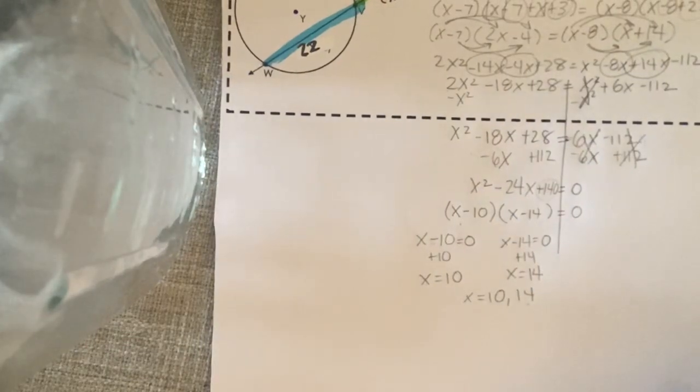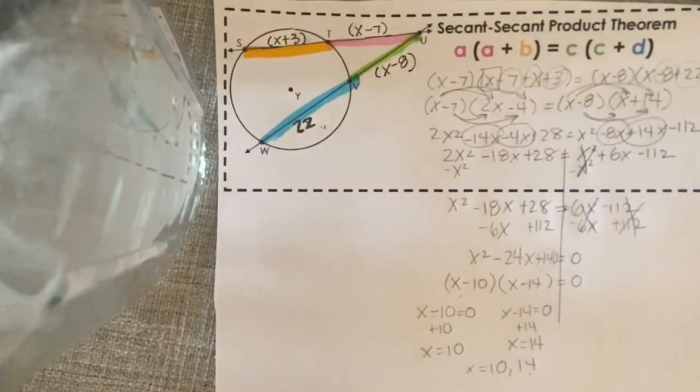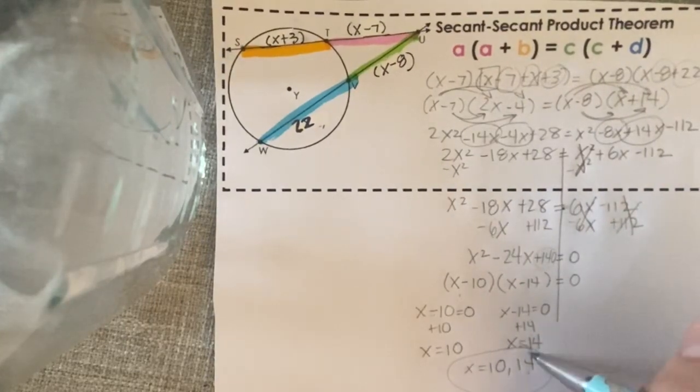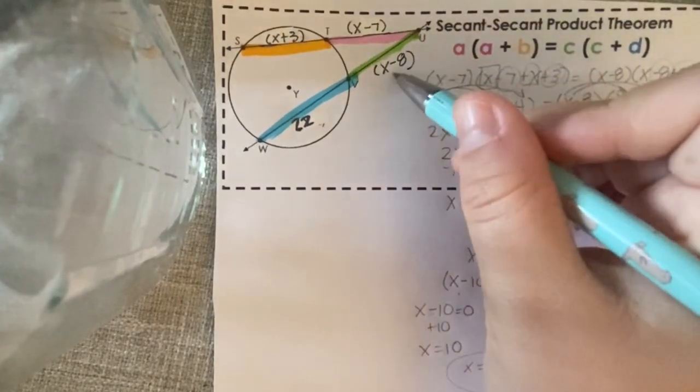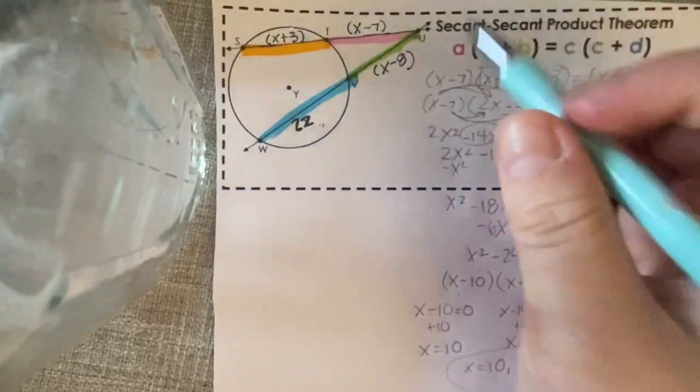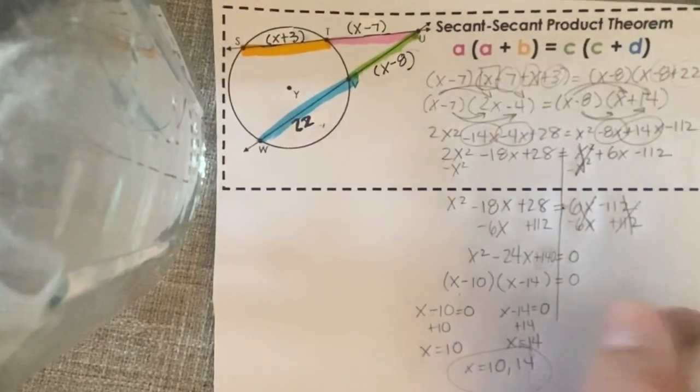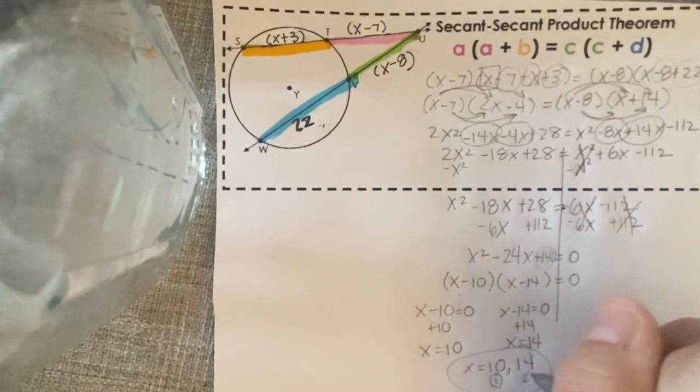Those are actually both possible in this problem, but if you want to check the reasonableness and see if maybe one would not make sense, you can choose one of your segments or all of your segments and substitute them in. So I'm going to call this option 1 and I'm going to call this option 2.